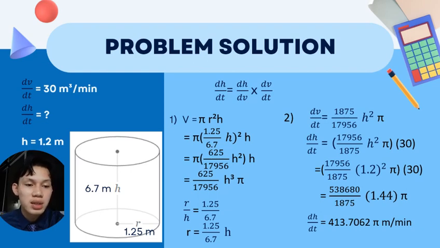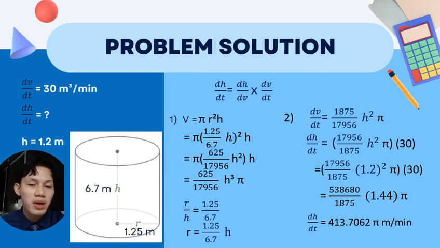So we get the answer 625 over 17,956 H squared multiplied by pi. Next, we get the value of dV over dt as 1875 over 17,956 multiplied by H squared multiplied by pi. So dH over dt equals 17,956 over 1,875.